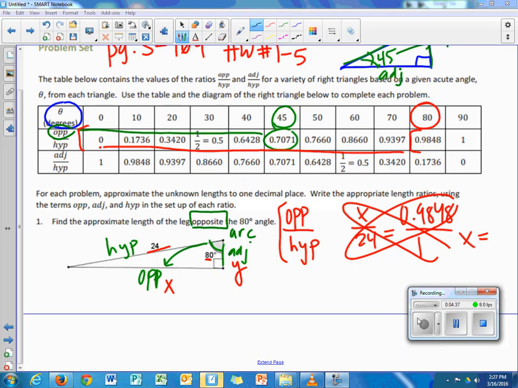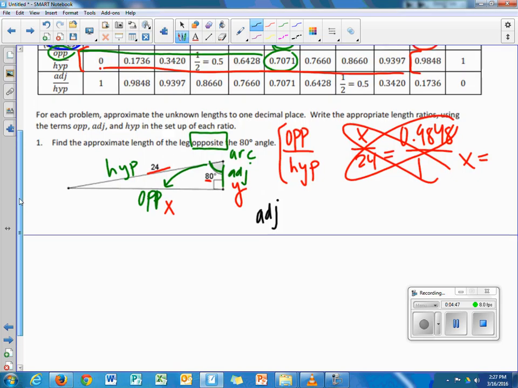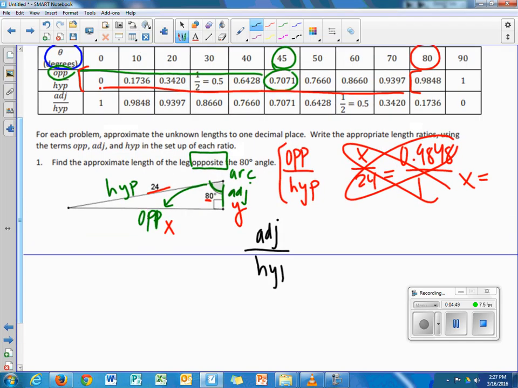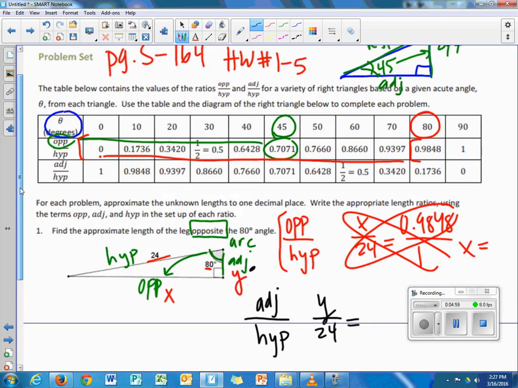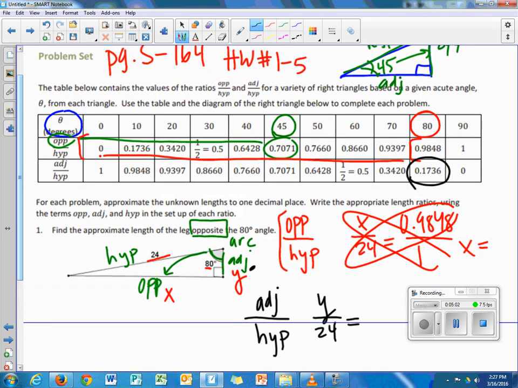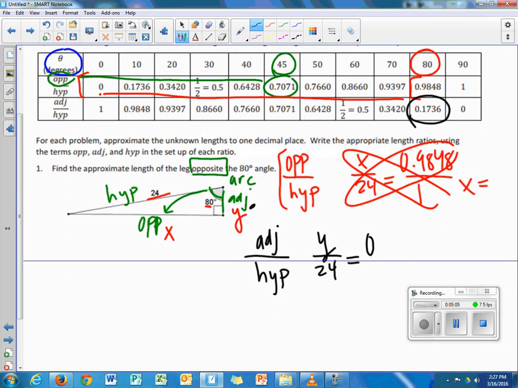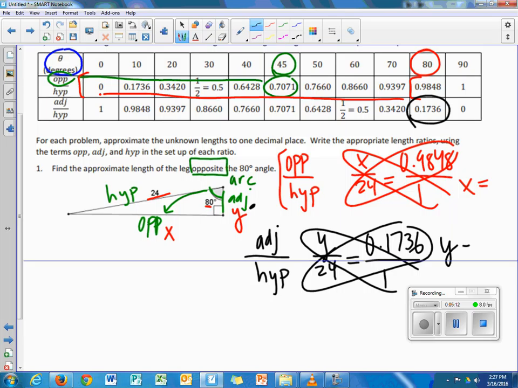You're done there. But I'm going to teach you guys how to do the adjacent as well. Because you're trying to find y in the next few problems. So here you're going to do adjacent over hypotenuse. So adjacent is going to be y, which is right here, over 24 equals to, once again, how do you get the other fraction? Go back up to your 80, and there it is, the other decimal there. So it's going to be 0.1736 again over 1, cross multiply, and that's it. You'll get your y value now.